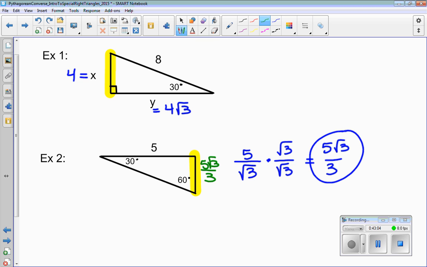You're jumping ahead, Indian. I love that. So now we're trying to find, and I didn't label it X and Y, but now we want to find the hypotenuse. And what was the hypotenuse relationship to the short side? Times 2, twice as long.